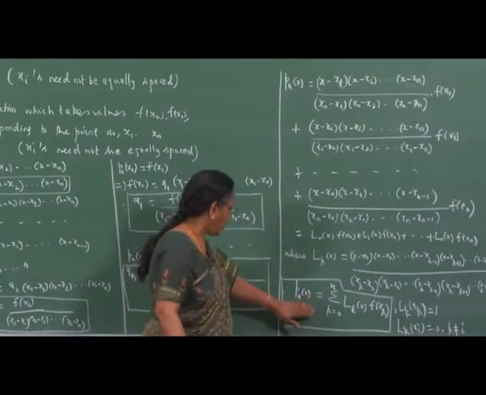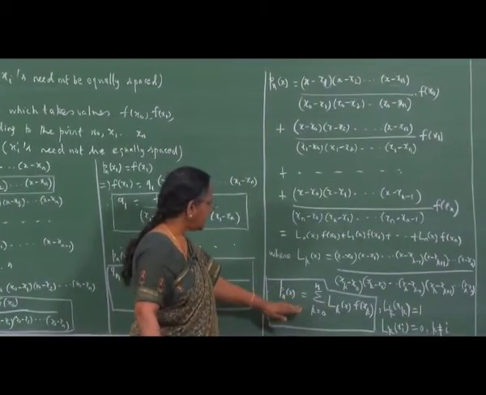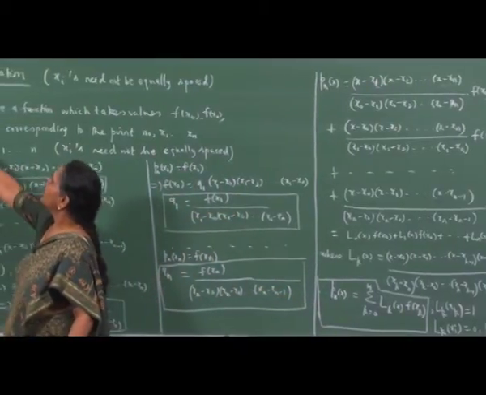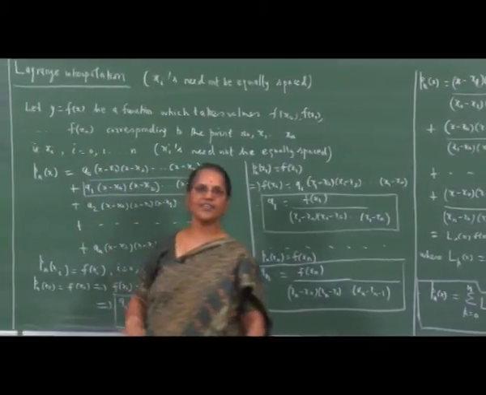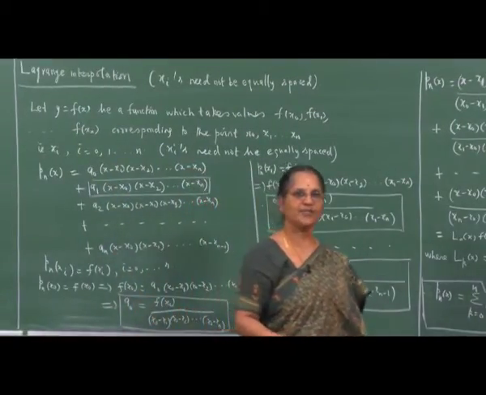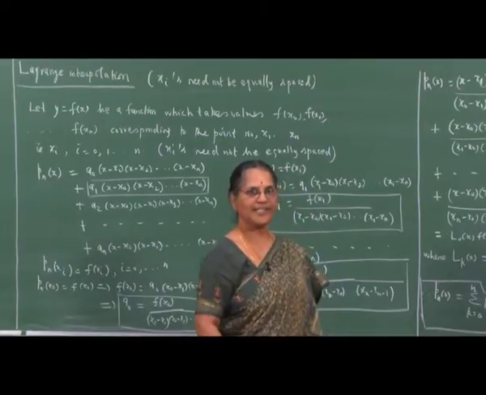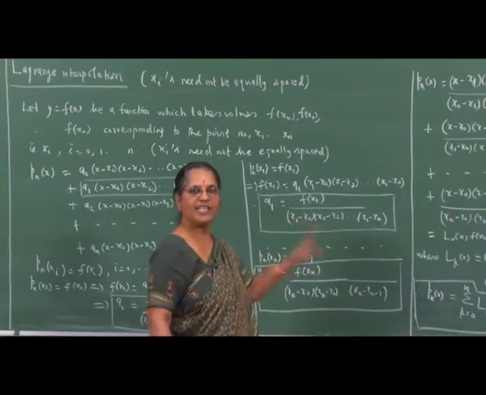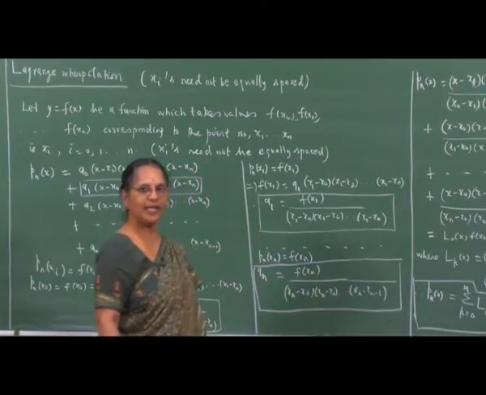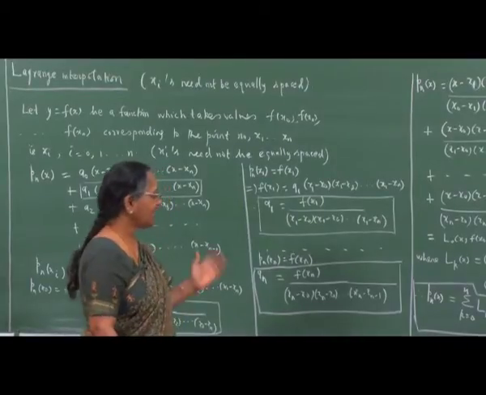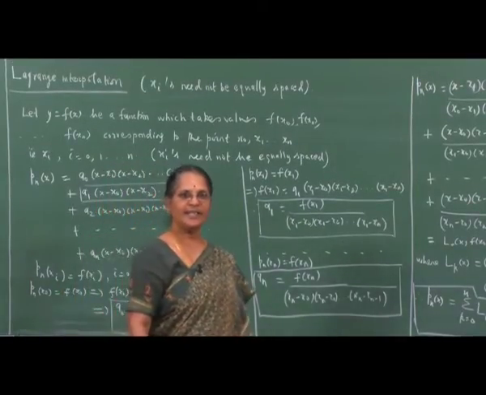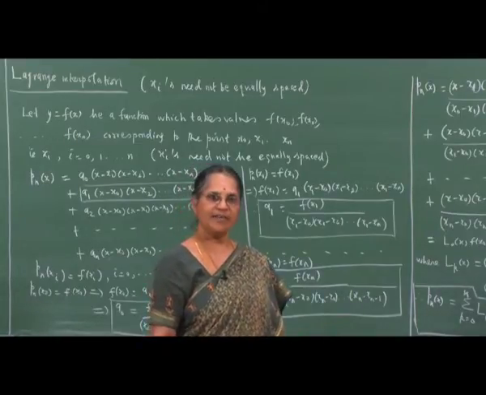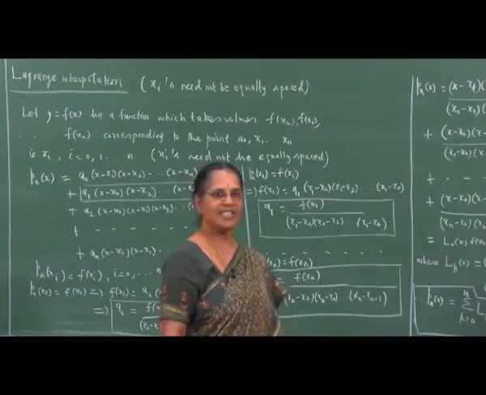And this polynomial is the interpolating polynomial that interpolates the given function y is equal to f of x at a set of n plus 1 distinct points which need not be equally spaced. And this is a polynomial of degree at most n, which interpolates at a set of n plus 1 distinct points. So, the natural question that comes to our mind is, is this a unique polynomial that interpolates the given function at a set of n plus 1 distinct points?